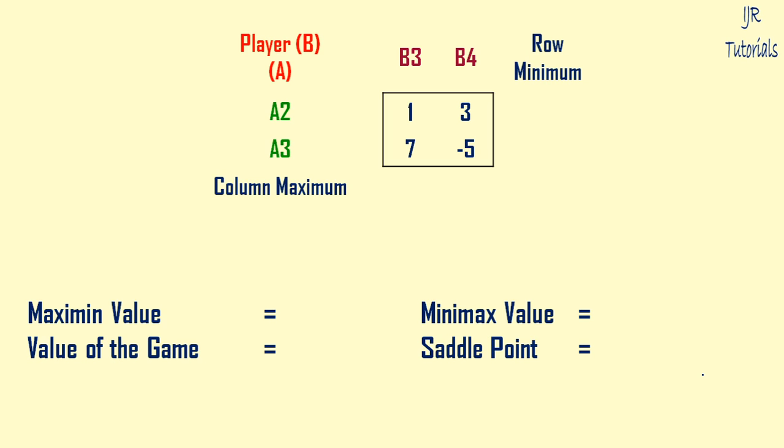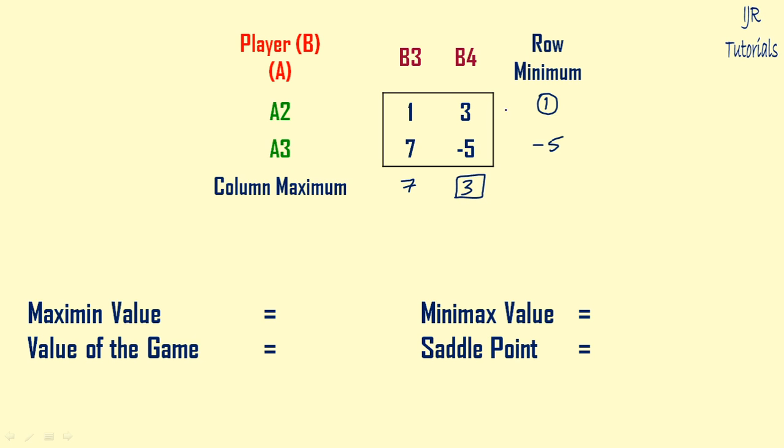Again we need to check whether the maximin value and minimax value are equal or not. In this case, row minimum for A2 is 1 and for A3 is -5, and column maximum is 7 for B3 and 3 for B4. Out of the row minimums, the maximum number is 1. Out of the column maximums, 7 and 3, we need to find the minimum number, that is 3.